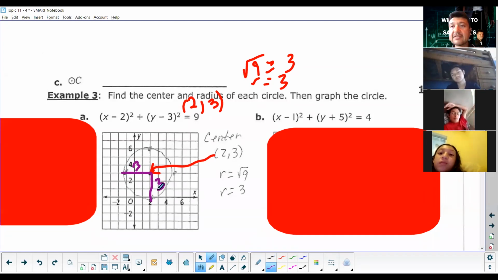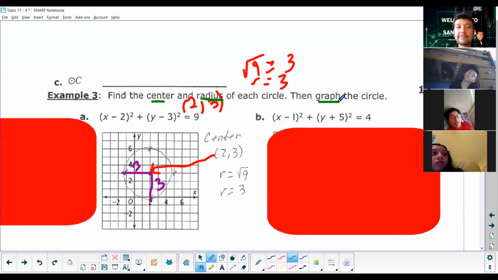Okay, good. Max, why don't you go ahead and lead us? How would you do this one, the next one? What would be the solution for the next one? What's the result? Like, how would you discover the answer for B? Because remember, they want you to find the center, the radius, and graph the circle. So center, radius, and graph the circle. So how would you do this one?